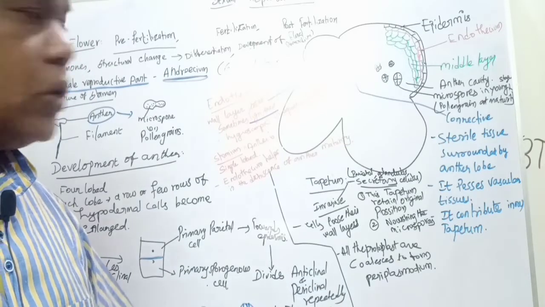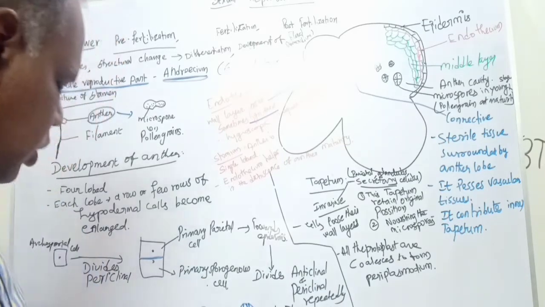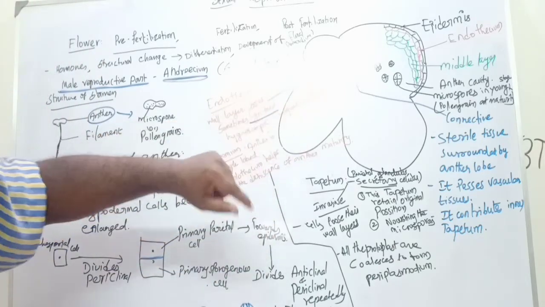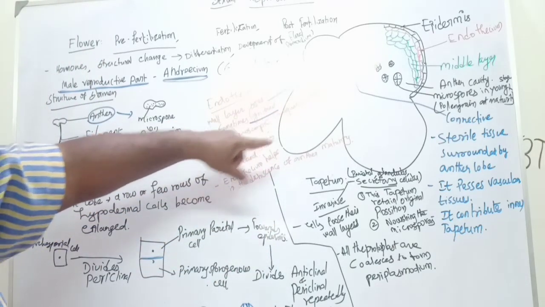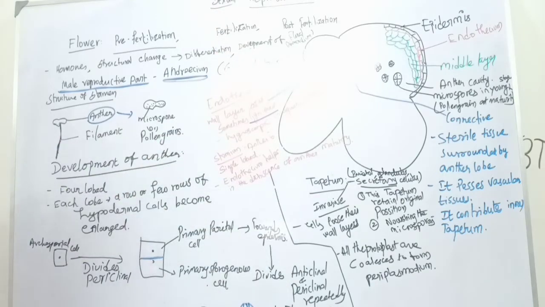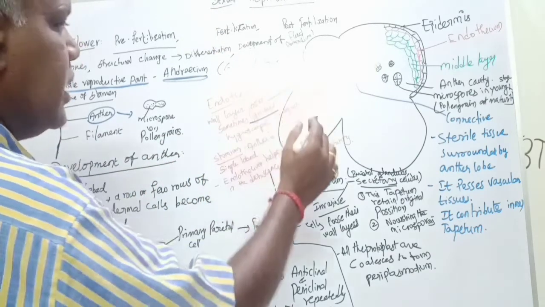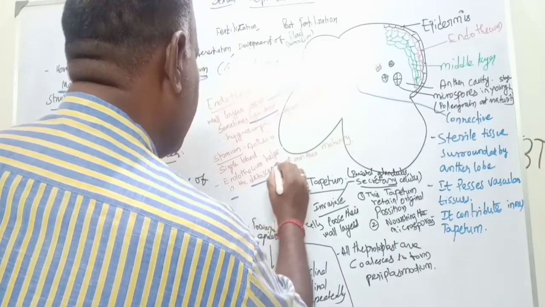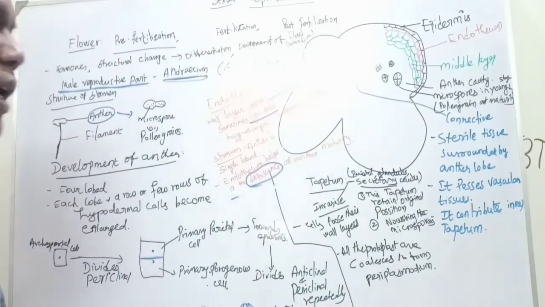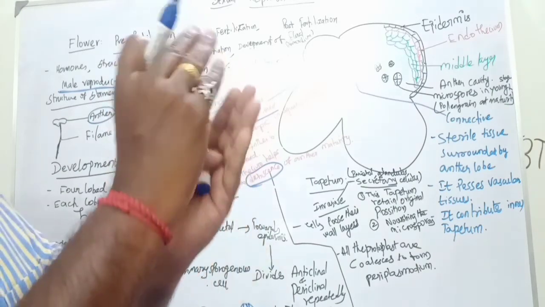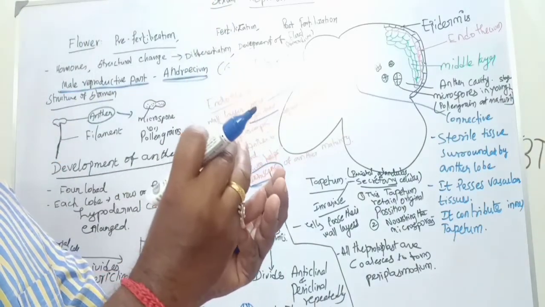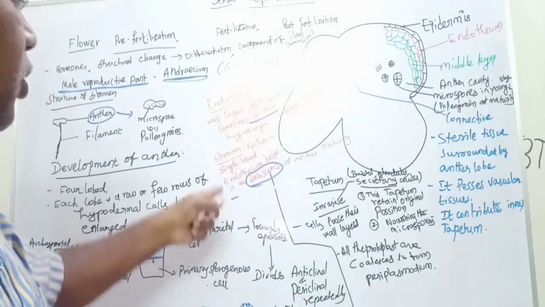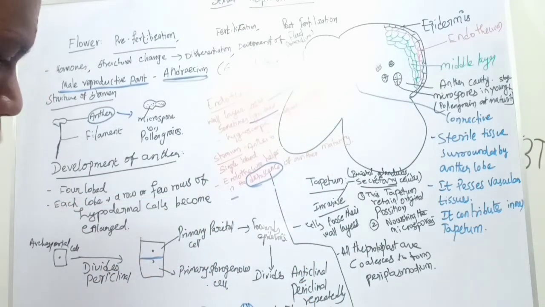The anther is a bilobed or four-lobed structure, and the stomium is where the anther dehisces. At the mature stage the anther wall opens at the stomium, and the pollen grains are liberated outside.